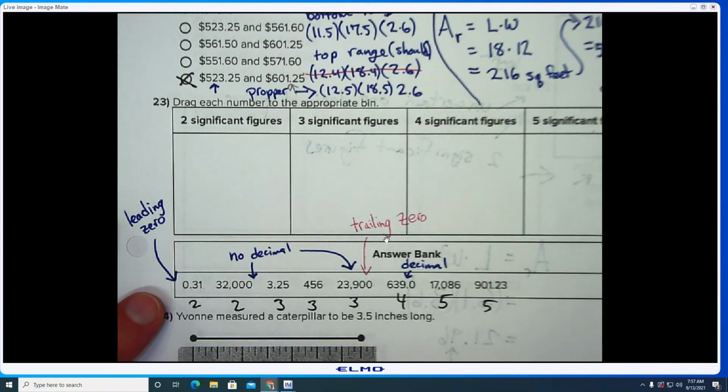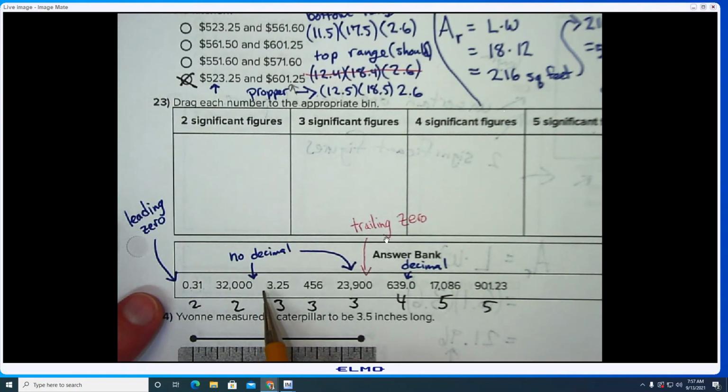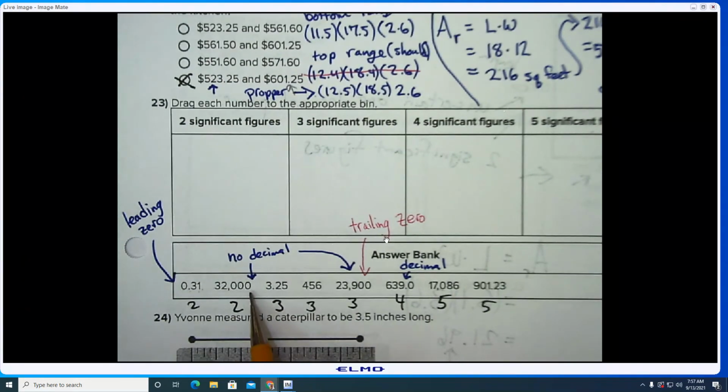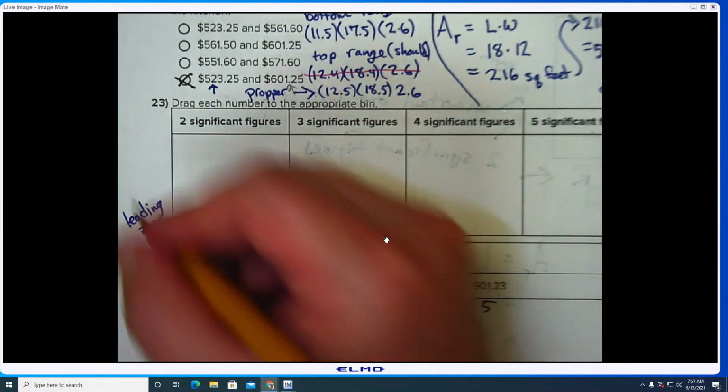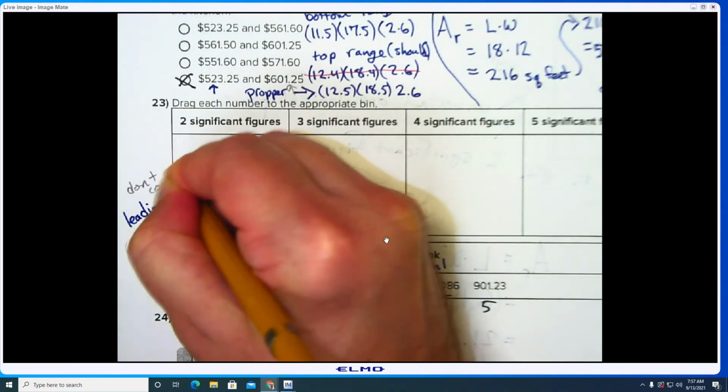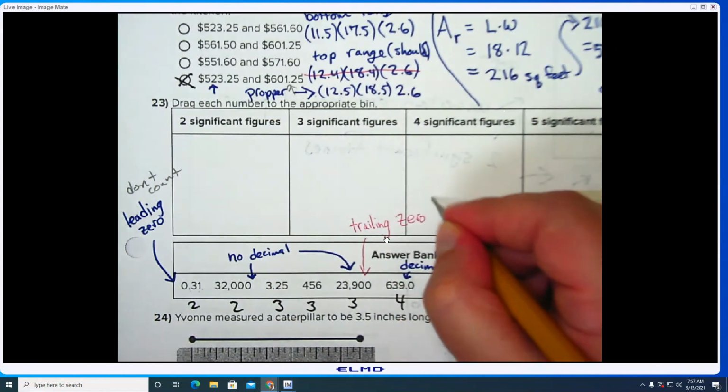That's 2. There's no decimal here. A decimal matters when we have it behind us. So if there were a decimal here, this would be 5 digits. But since there's no decimal, it's just the 2 digits. These are called trailing zeros. Trailing zeros do count. So leading zeros don't count. Trailing zeros do count.